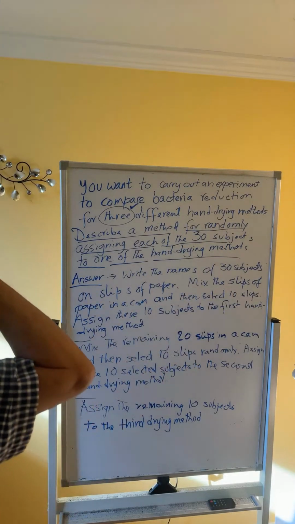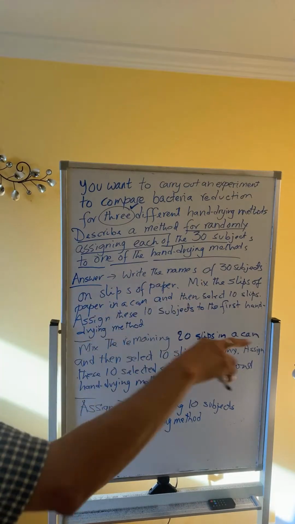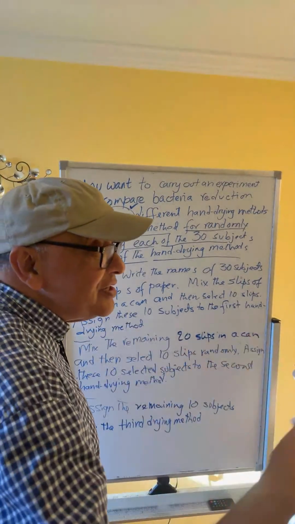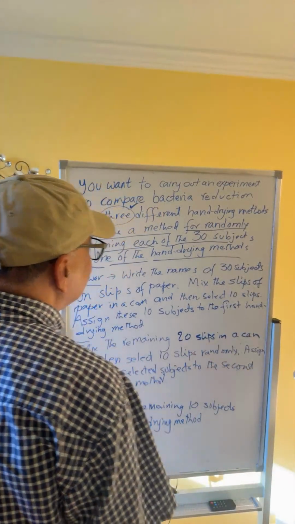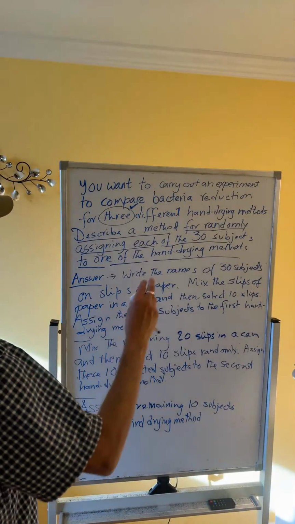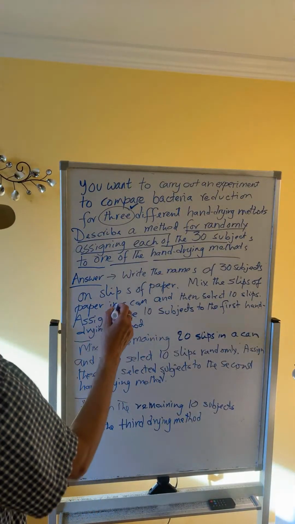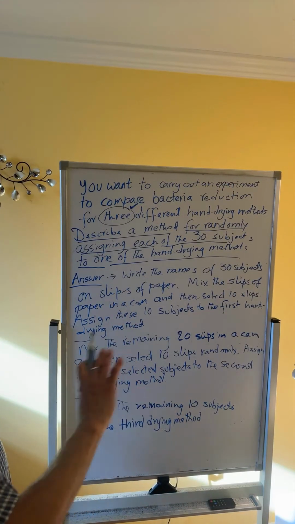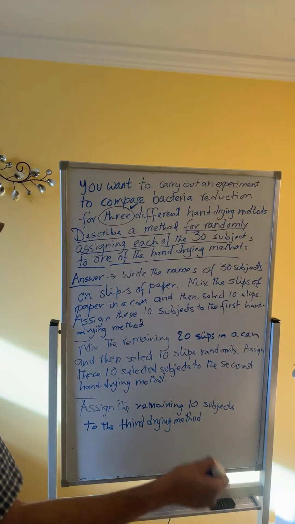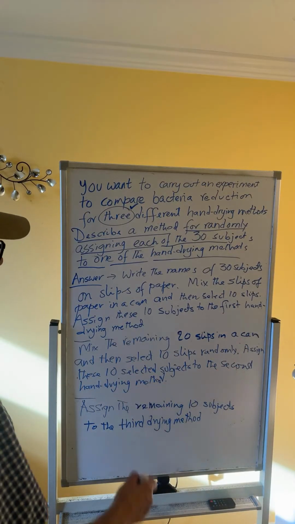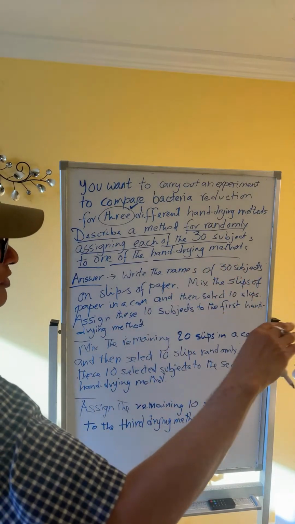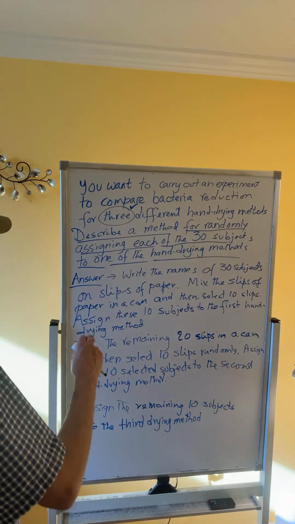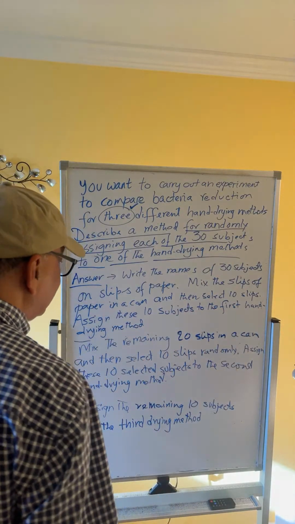So you have 3 drying methods and 30 subjects, and you want to assign randomly 30 subjects to the 3 different drying methods. One way to do that will be to write the names of 30 subjects on slips of paper, mix the slips of paper in a big can and then shake. Then randomly draw 10 slips of paper. Of course you have names written on these 10 slips of paper. Assign these 10 subjects to the first hand drying method.